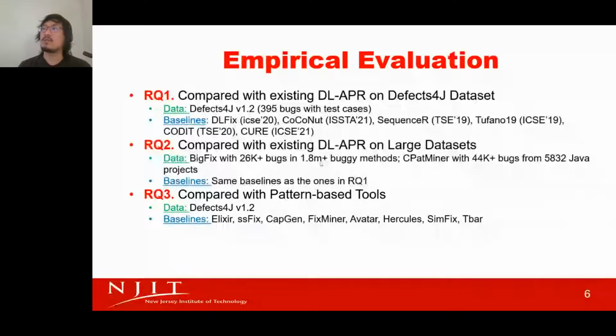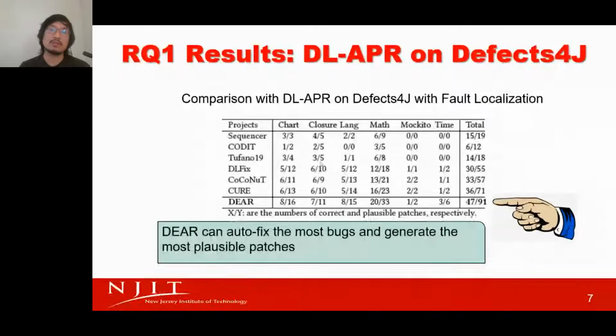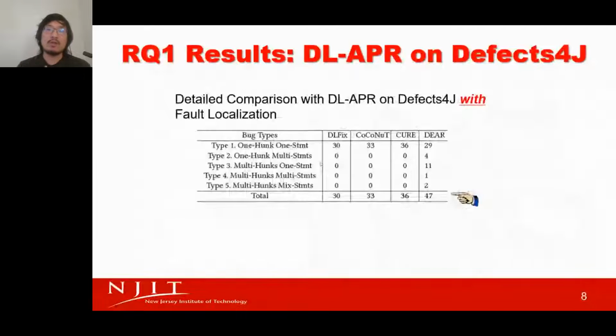So here are the results of RQ1. We compared Deer with deep learning approaches on Defects4J. If you see the pointer here, Deer can auto-fix the most bugs and generate the most plausible patches compared with other existing deep learning-based tools. Then we also did further analysis.